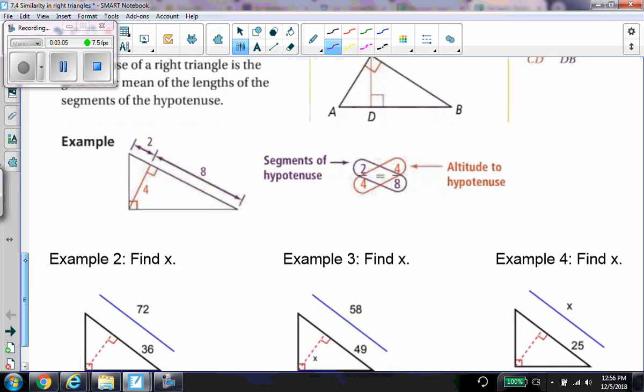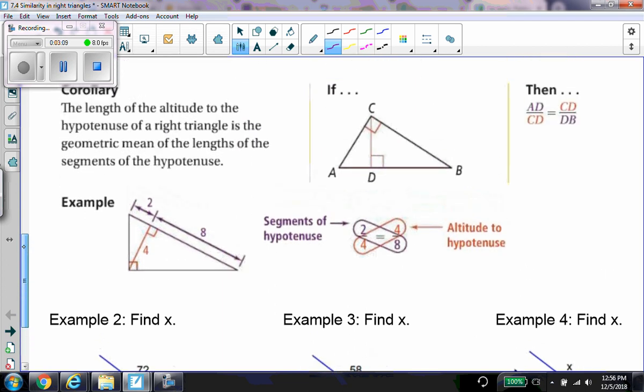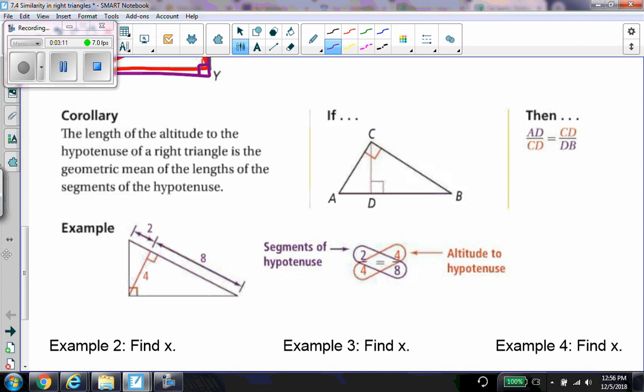Okay, so what do we do with this information? We can find side lengths. That's the point of this. So our corollary to the theorem, it has a lot of math terms in it, but we'll break it down. It says the length of the altitude to the hypotenuse of a right triangle is the geometric mean. Okay? So geometric mean has to do with setting up a proportion and solving it. Just like we've been doing. Set two ratios equal to each other and then cross multiply. That's what we're going to be doing, okay?